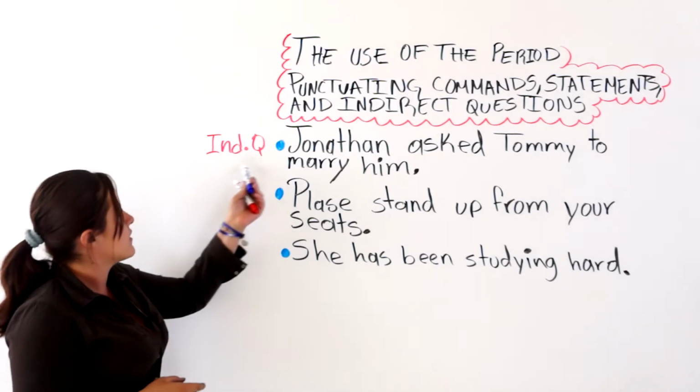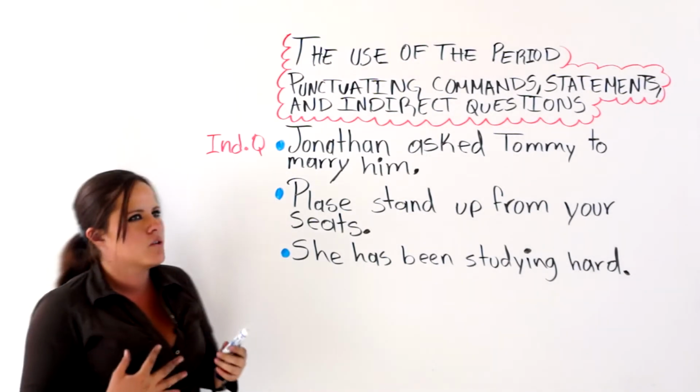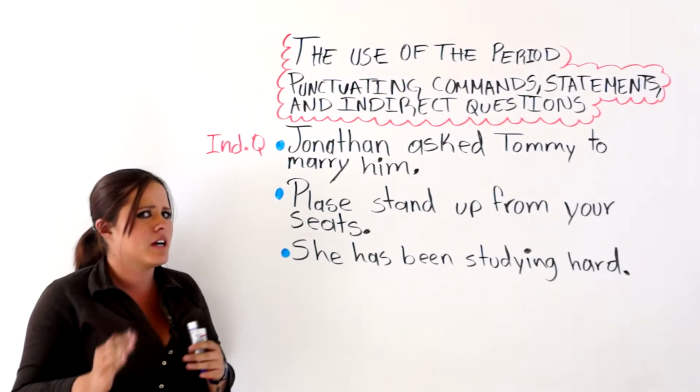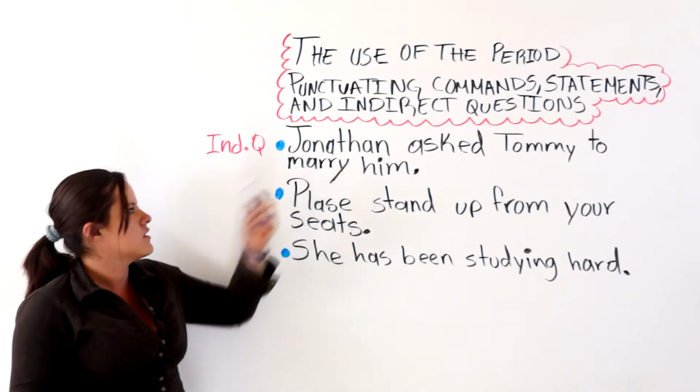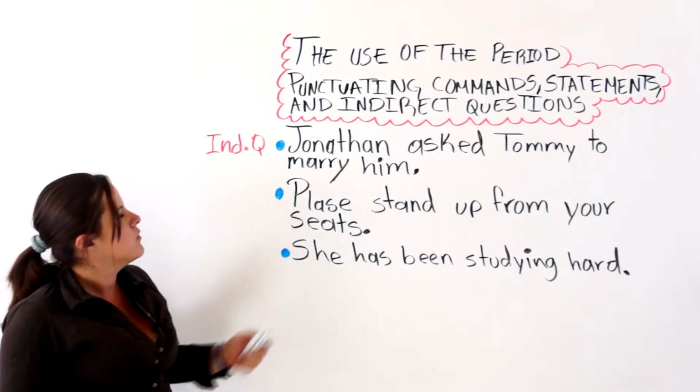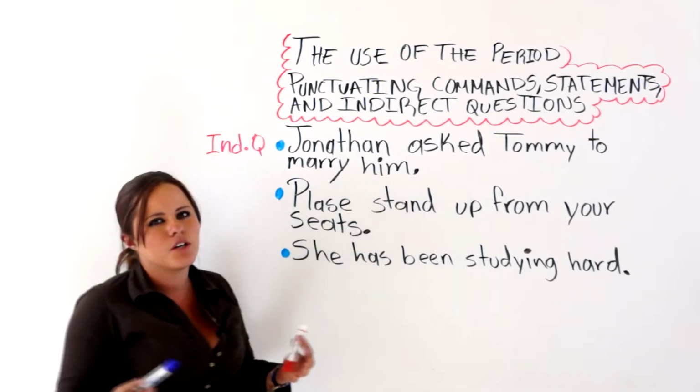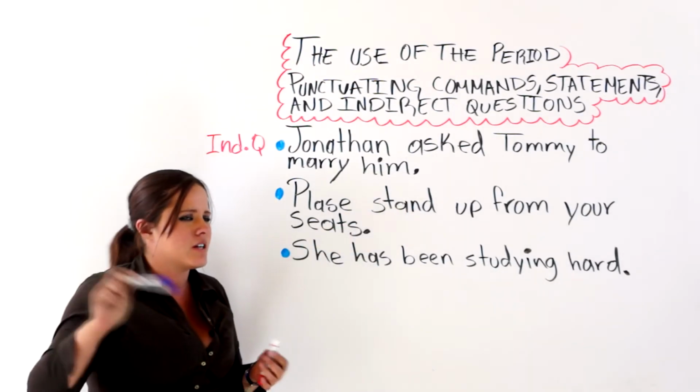So we have an indirect question because we are not saying, will you marry me? Okay, that would be a direct question. But this is an indirect question. So we must use a period and not the question mark when you have an indirect question.